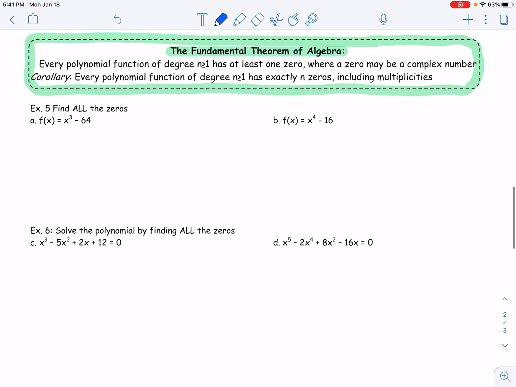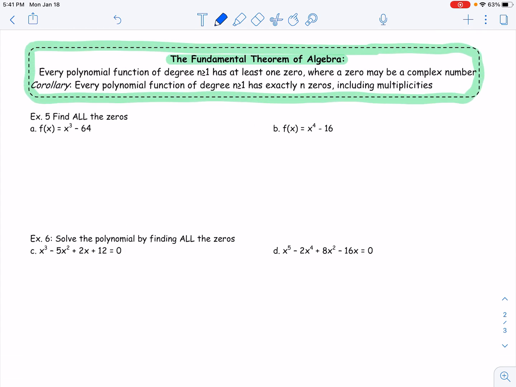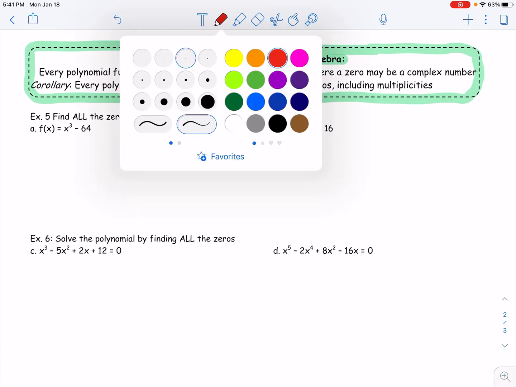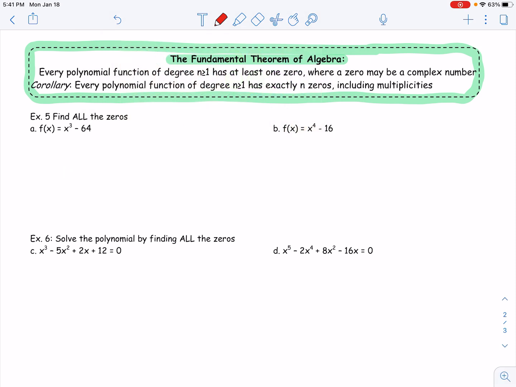So we just have these 4 questions left. All right, so what we want to do is find all the zeros. So it's kind of what we've been doing. Remember, we always want to check to see if it's factorable first, so that way we don't do this whole guessing and checking method of p over q.